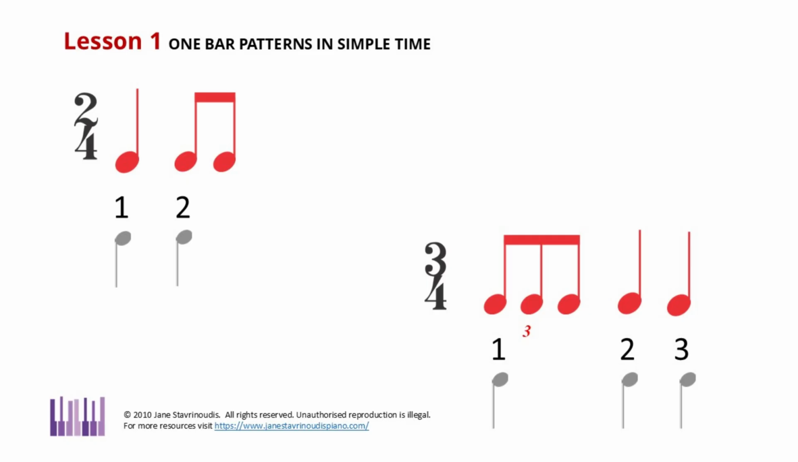When answering a question that is asking you to add notes or rests to complete a bar, it's a good idea to imagine or even write in the grey notes so that you can clearly see how many crotchet beats are given and how many more are needed.